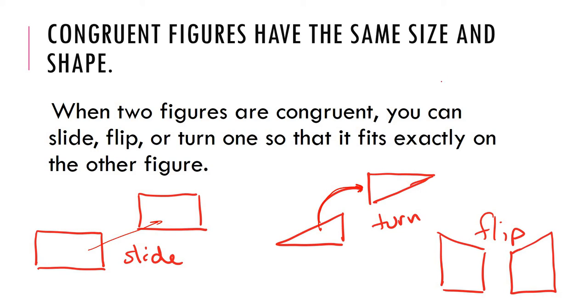Now, this rectangle would not be congruent with this rectangle. It might be proportional, but it's not congruent. Their size is different. Okay?